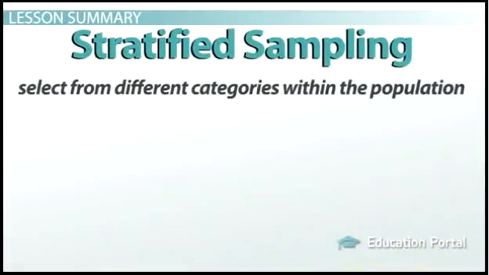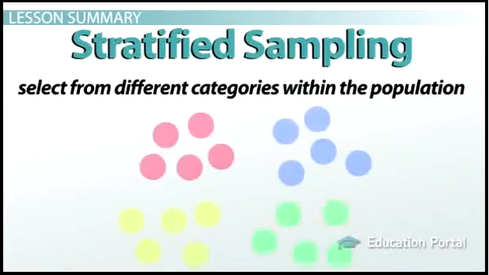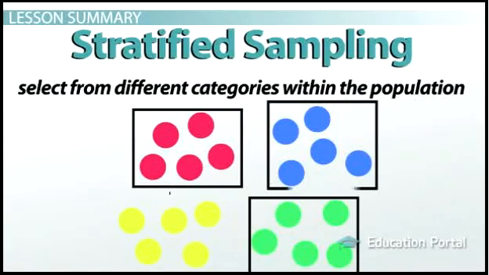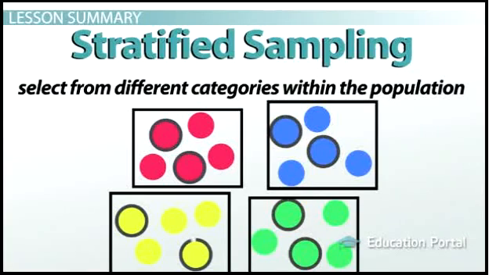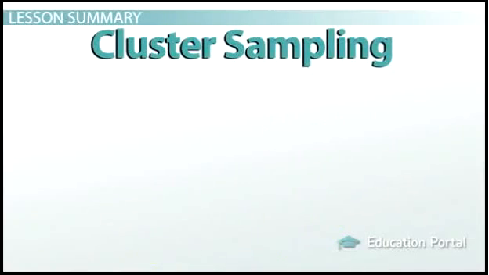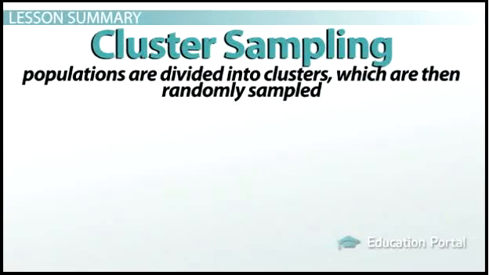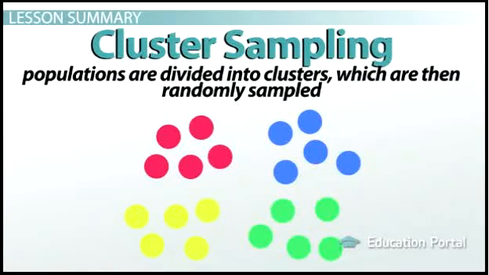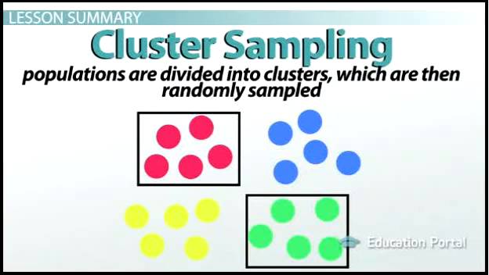Stratified sampling is used to select from different categories within the population. By grouping individuals into relevant categories, such as age or gender, scientists can randomly select samples from smaller populations that are more similar to each other. Finally, cluster sampling is used to divide populations into clusters, which are then randomly sampled. Instead of sampling individuals, the clusters themselves are randomly selected to represent the population as a whole.